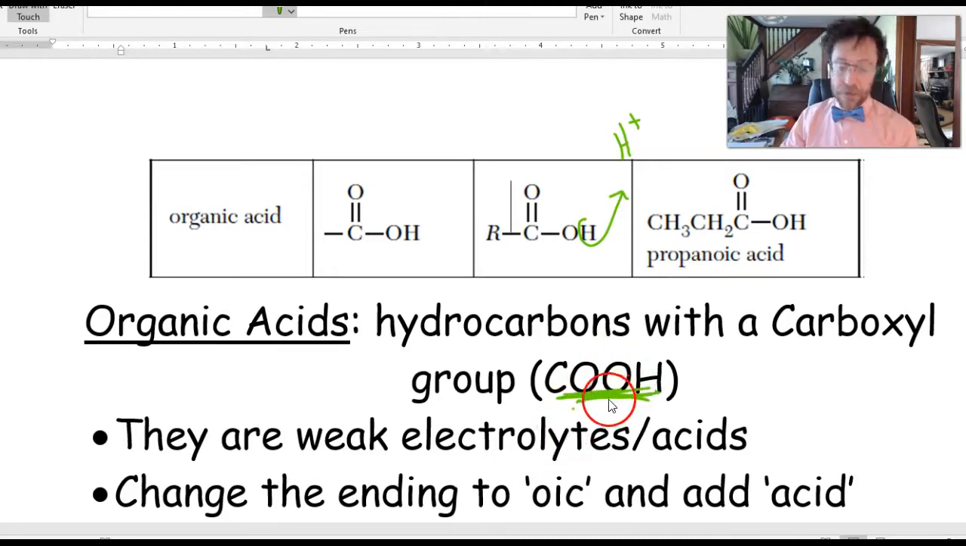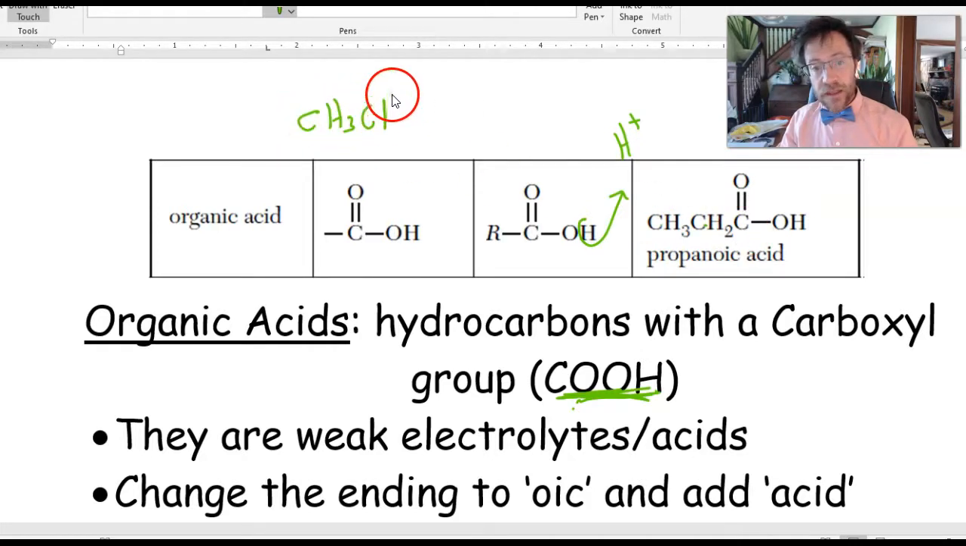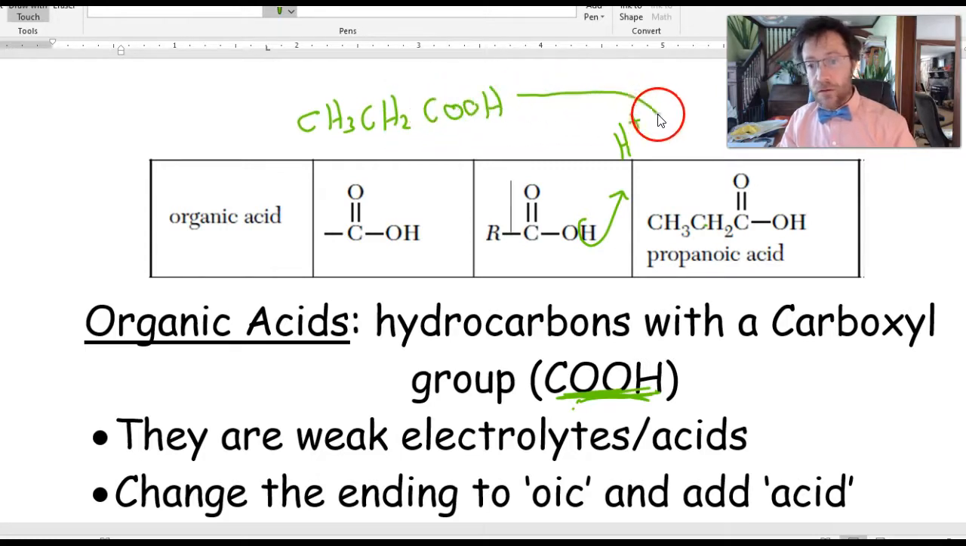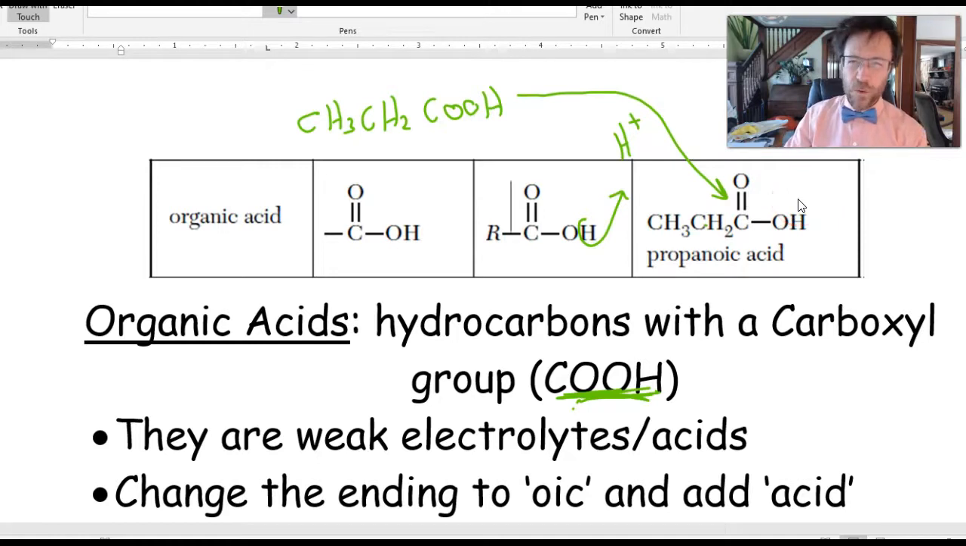This is right there. And in that condensed structural formula, it's like CH3, CH2. Usually it'll be written like this: CH3, CH2, COOH. That's how this is usually written. But in the reference table, they're writing it like that just so that you're not fooled too easy. All right, so why is it an acid? Because this hydrogen right here breaks off into solution and forms a hydrogen ion. Therefore, it's an acid.